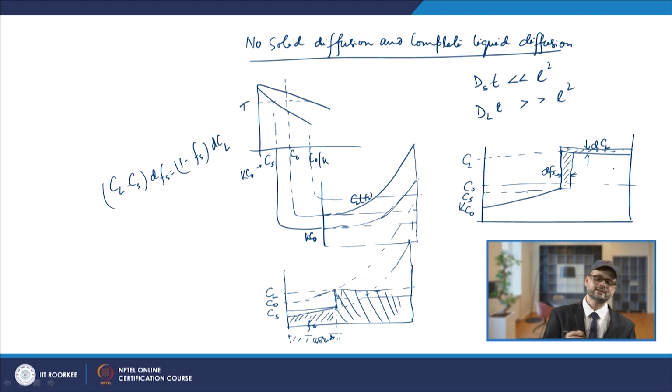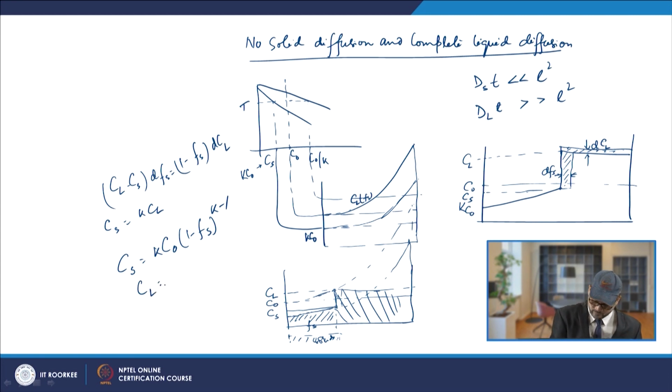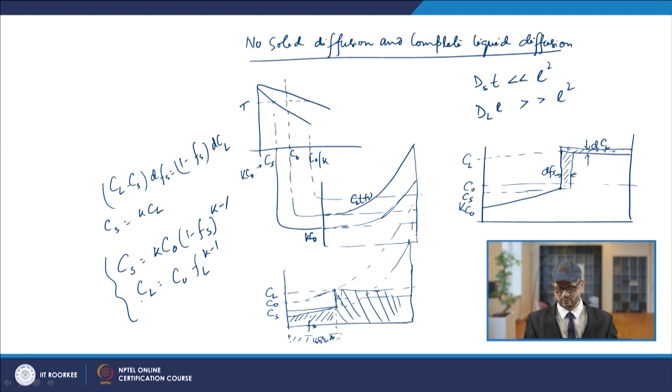Now, if CS is taken as K CL, and you integrate these equations with CL equal to C naught at Fs equal to 0, the equations you get are CS equal to K C naught into 1 minus Fs raised to the power K minus 1, or CL equal to C naught into FL raised to the power K minus 1. These two equations for CS and CL are known as the Scheil equations. This is the solute redistribution equation, representing the solute segregation.